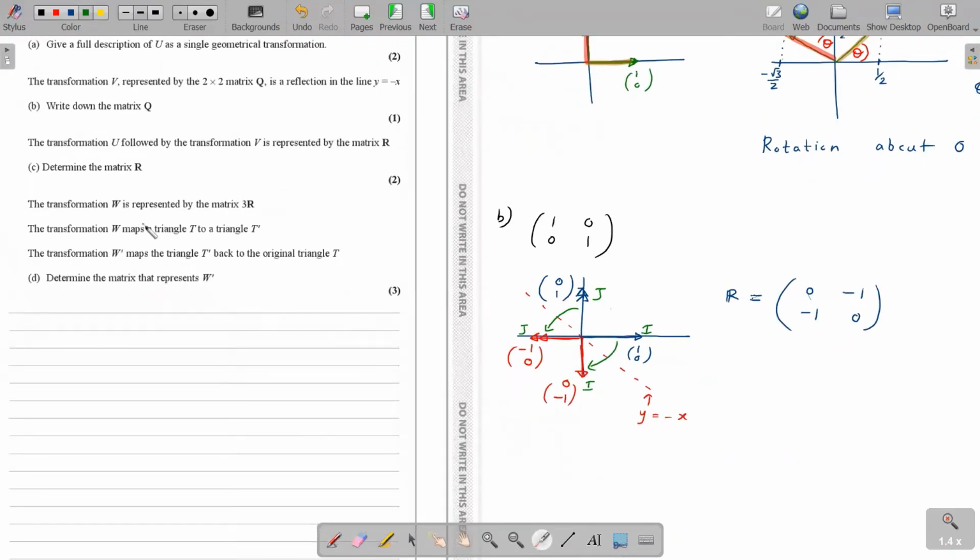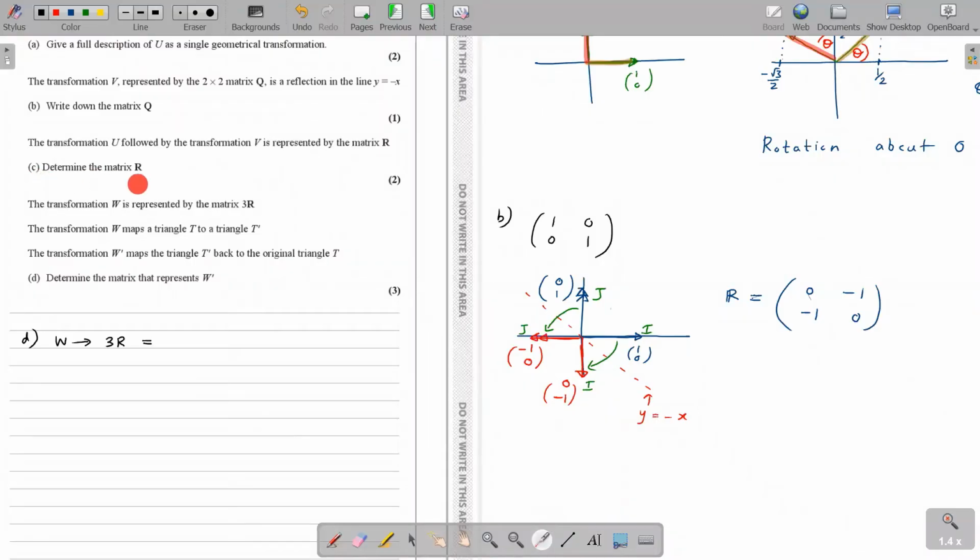They say the transformation W is represented by the matrix 3R. The transformation W maps a triangle T to a triangle T dash. The transformation W dash maps triangle T dash back to the original triangle T. Determine the matrix that represents W dash. How do we find W dash? First of all, the transformation W is represented by the matrix 3R. Can we get the matrix 3R? Get the matrix 3R first.